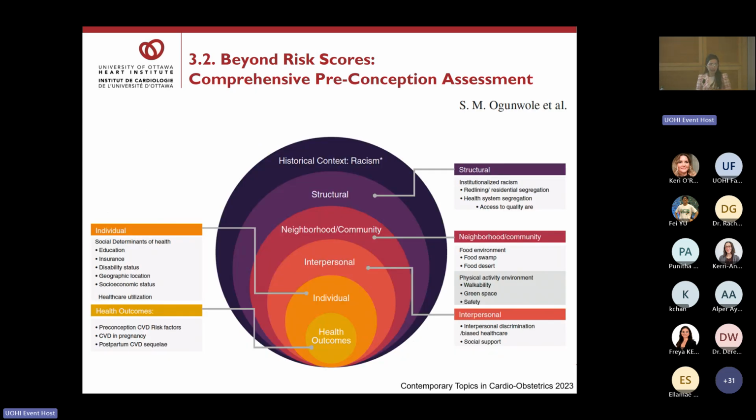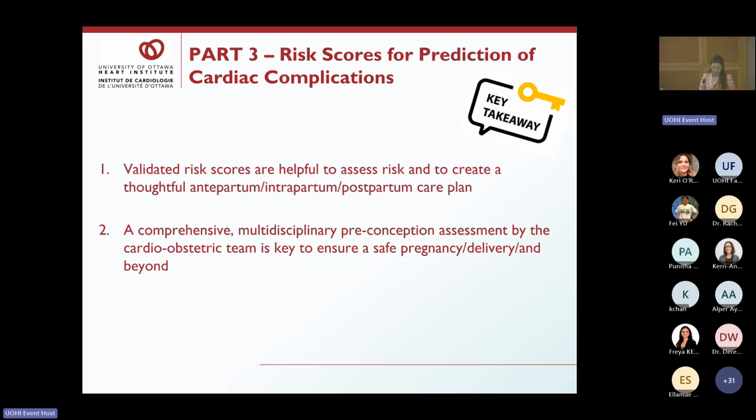And lastly, we need to put the patient into their own context, right? We can plan all these medical things, but we need to remember what the social determinants of health and the support system of this patient are, which is going to play a big role in how they're going to do in pregnancy, postpartum, and beyond. So getting to know your patient a little bit: what is their support system at home? What are their financial supports? How can we help them achieve their goals?